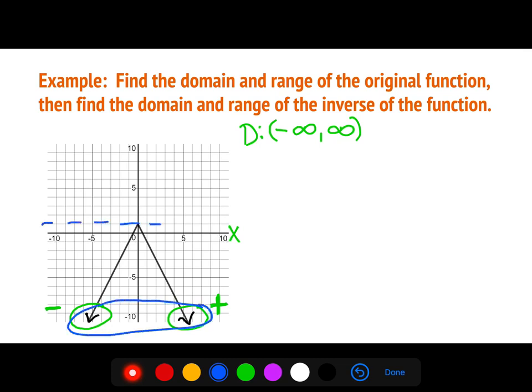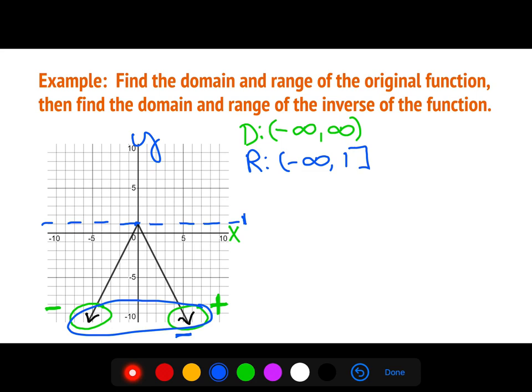Now I'm going to look at the range. That's bottom to top. On the bottom is arrows, and they're in the negatives. On the top, it looks like it goes up to 1. So my range starts at negative infinity with the arrows on the bottom, all the way up to 1, where that little vertex is.